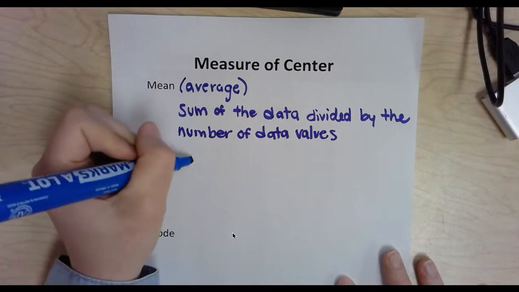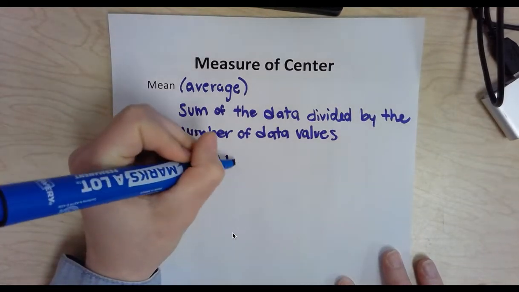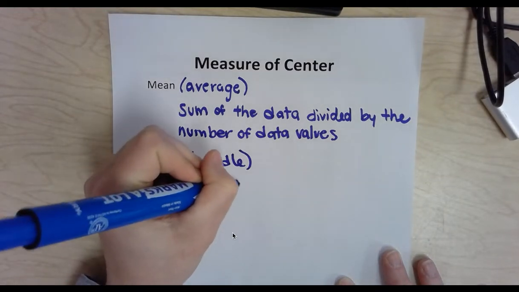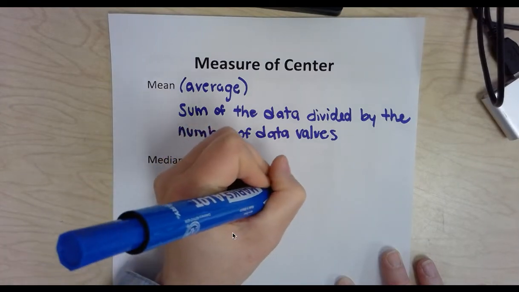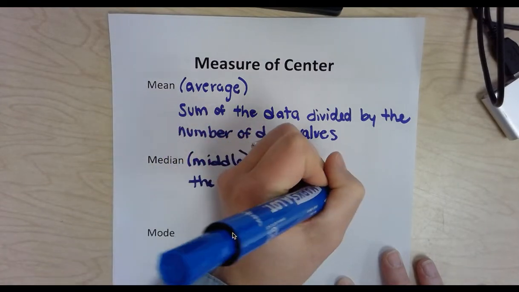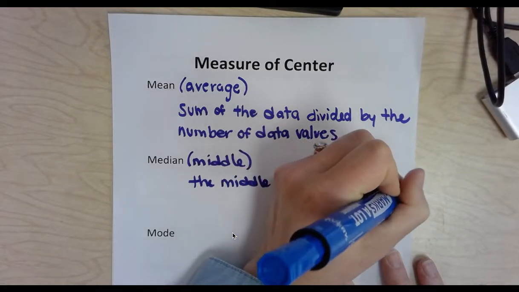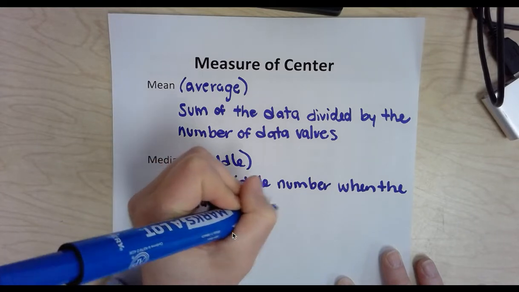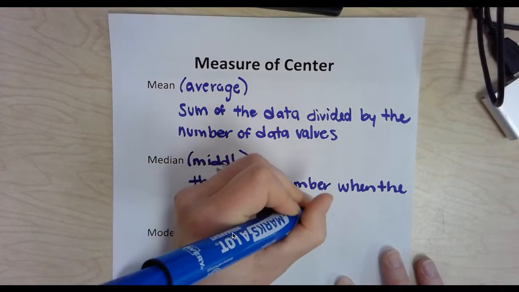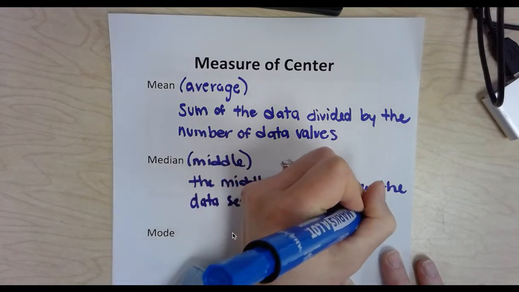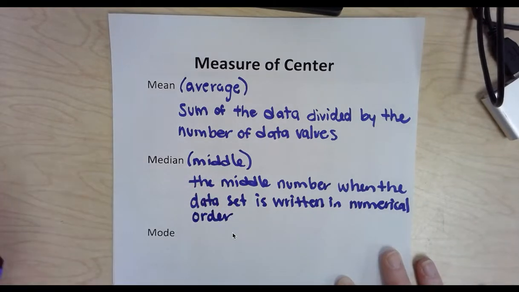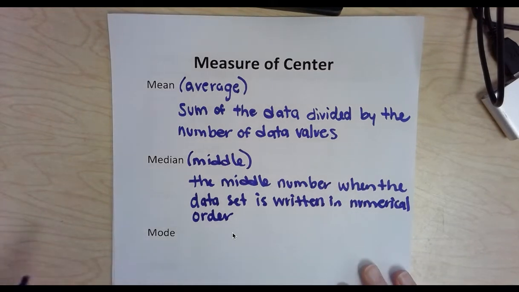The median sounds a lot like the word middle. The median is the middle number when the data set is written in numerical order. So you put all the data set in order from least to greatest, and then you find the very middle number. That's the median.